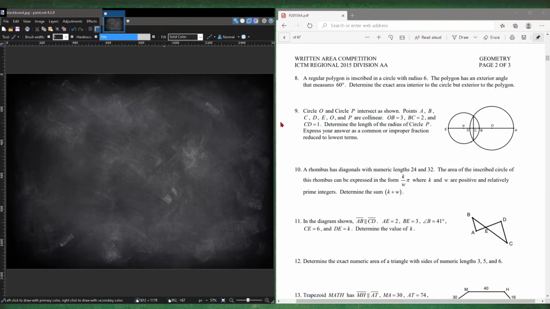Circle O and circle P intersect as shown. Points A, B, C, D, E, O, and P are collinear. OB equals 3, BC equals 2, and CD equals 1. Determine the length or radius of P.